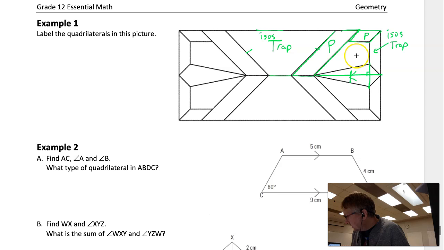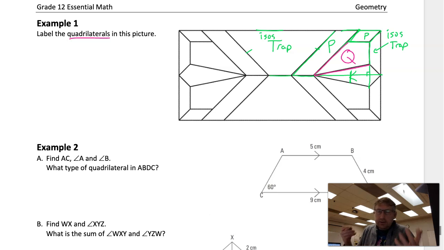Now how about this one here? Is this one also a kite? This side is equal to this side. You can talk me into that. I don't think you could talk me into saying that that side is the same length as that side. I think they are different lengths than each other. I think that one's a quadrilateral. I don't think it has any other features to it. You can't call it a trapezoid. You can't call it a kite. You can't call it a parallelogram. It's just a four-sided shape. It's a quadrilateral, I believe.